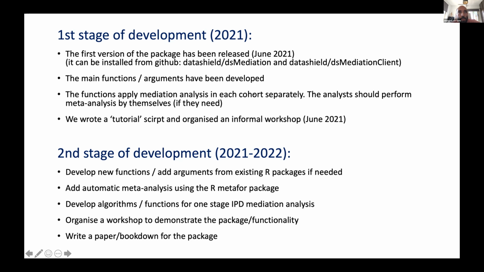In the current version, analysts can apply mediation analysis in each cohort separately. They can send the command to all the cohorts at the same time, but what they get back are the results from each study separately. If they want to do a study-level meta-analysis, they have to do this in native R by themselves, using common packages like meta or metafor.